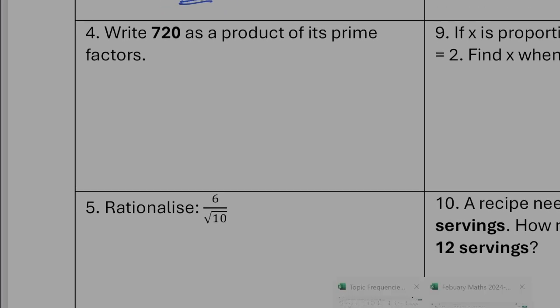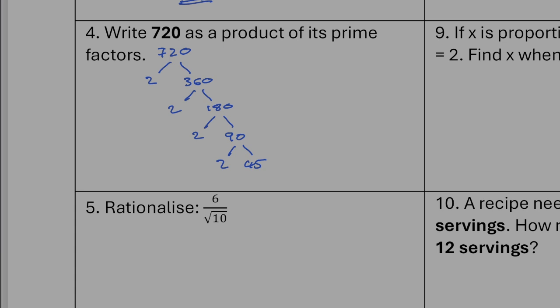Question 4, write 270 as a product of its prime factors. Whenever I'm doing products of prime factors, what I like to do is take off the lowest factor first of all. Well, the lowest prime number that's a factor. So I'm going to call it 2 and 135, which is 2 and 90... 2 and 45. I'm running out of space, so I'm going to bring 45 up here. So 45 is 3 and 15, which is 3 and 5.